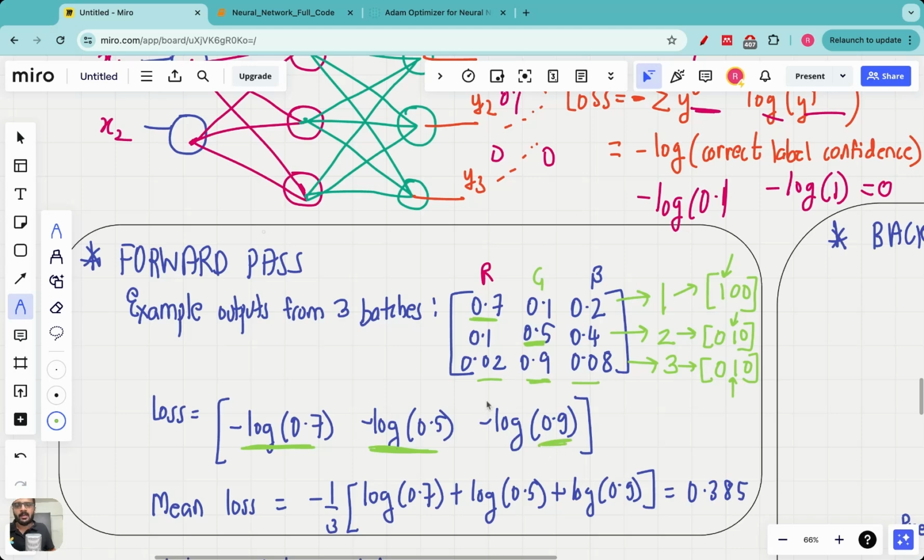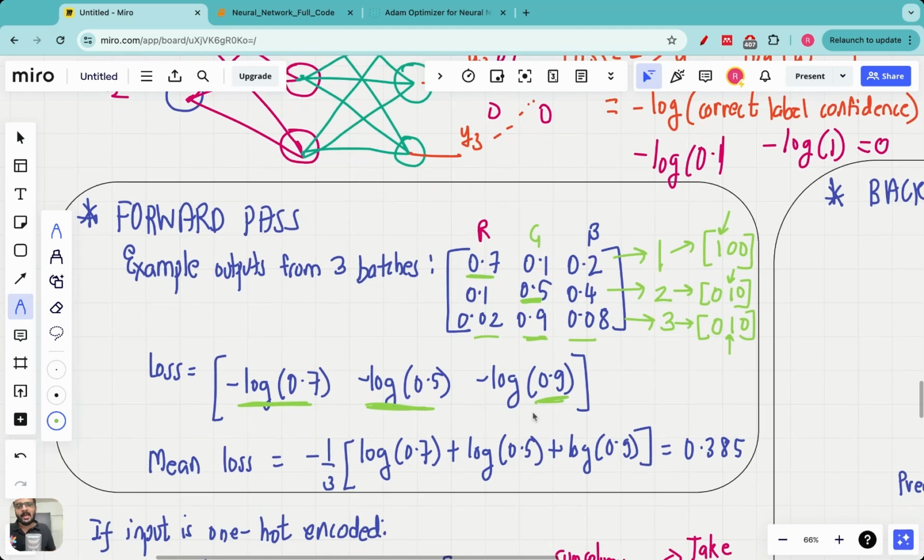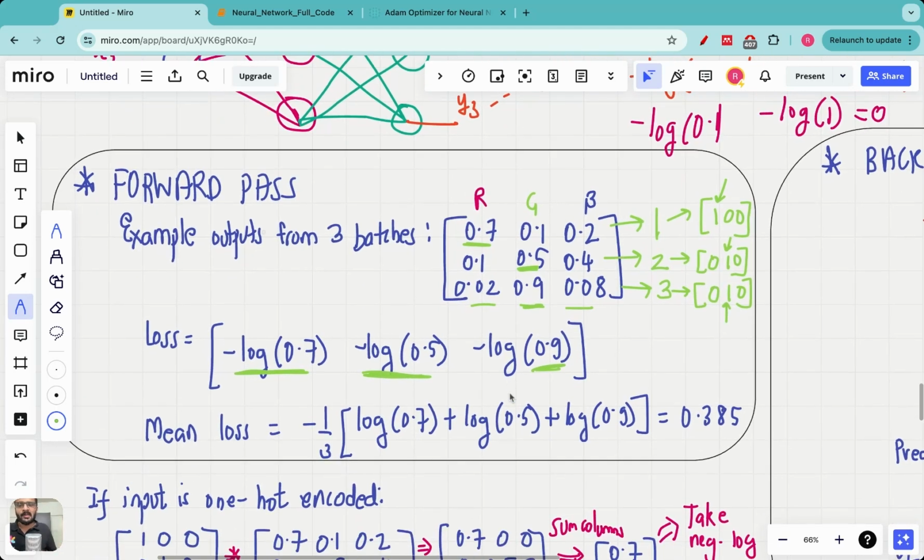So the loss from these three batches is minus log 0.7, minus log 0.5, and minus log 0.9. To find the mean of this loss, we'll just take an average. So 1 by 3 times log of 0.7 plus log of 0.5 plus log of 0.9, negated. The mean loss will be 0.385. This is how the categorical cross entropy loss is calculated in the forward pass.